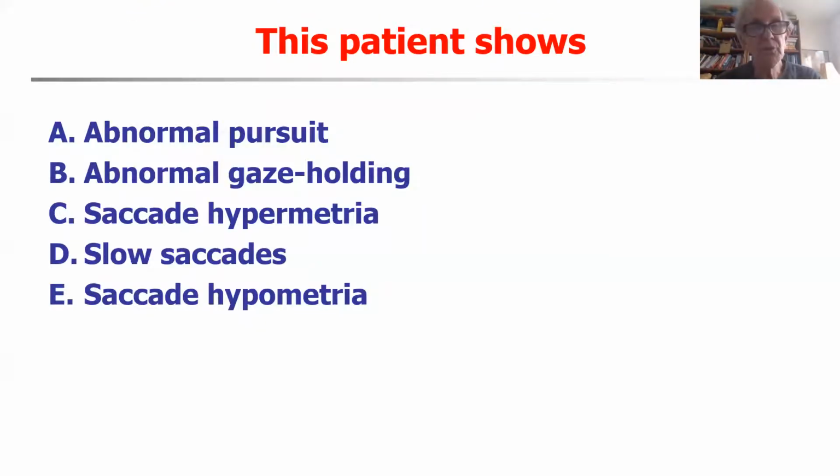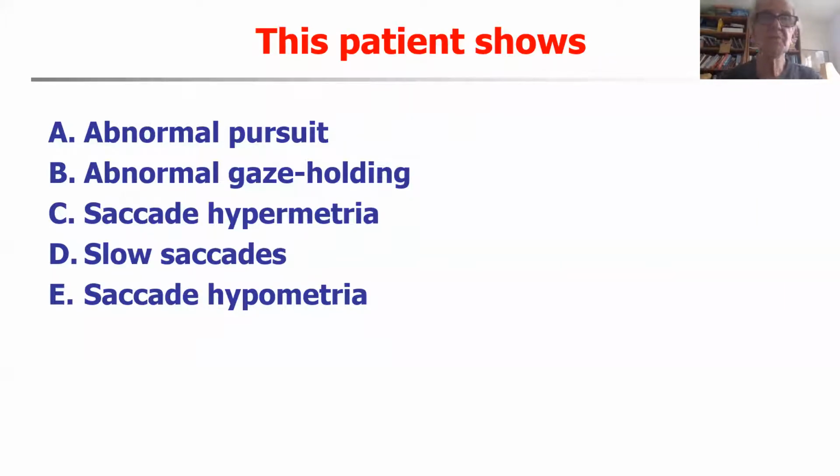So are these normal saccades? Are they too big, too small? Are they slow or fast? Is he having trouble holding gaze? Are they promptly generated? So pursuit was normal, gaze holding was normal.